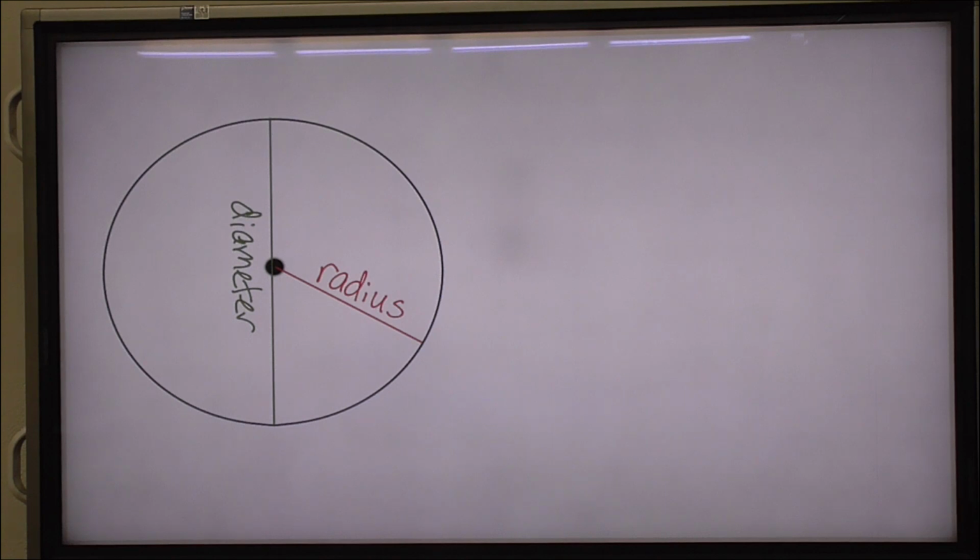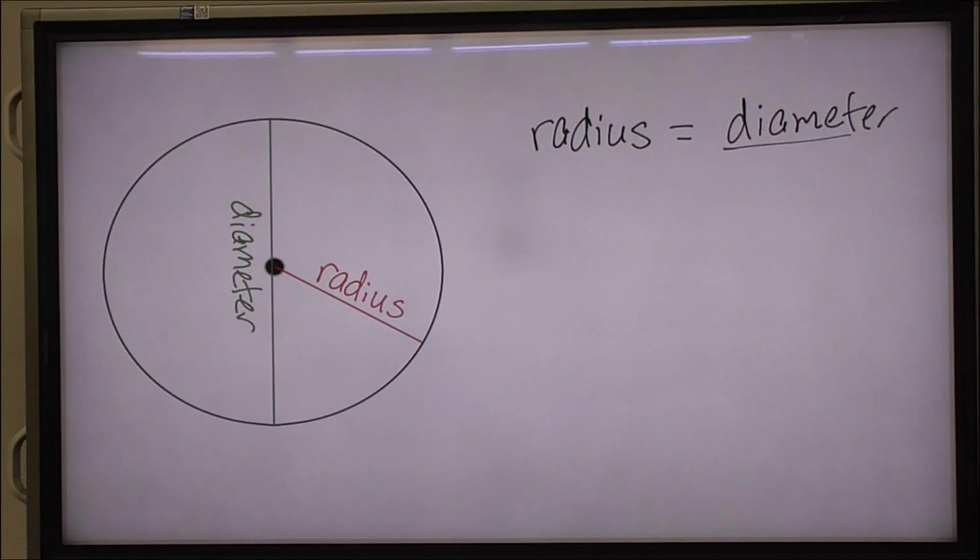If I give you the diameter, can you find the radius? Yeah, it'll be half of it. All right. So the radius is equal to the diameter divided by 2.